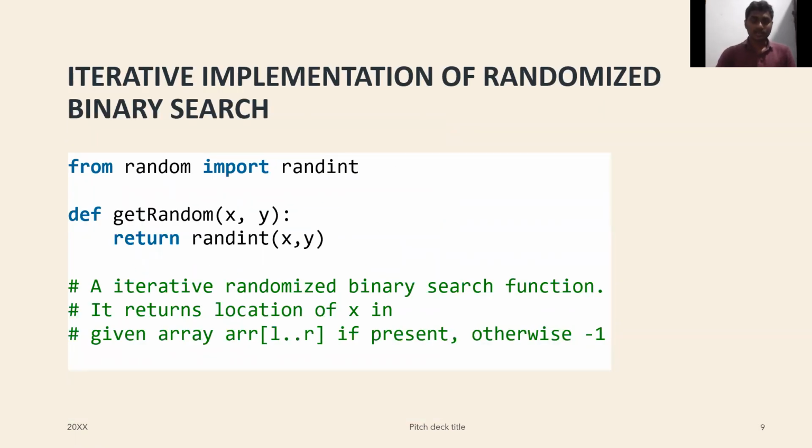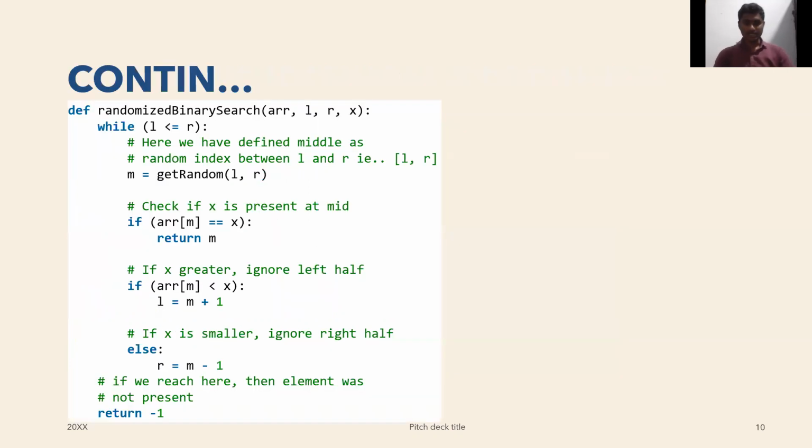And here I have the iterative implementation of randomized binary search. The previous one we saw was the recursive approach. Here it is an iterative type of implementation. Here I have taken the same random function, same randomized binary search. Here I will not call the function again and again.